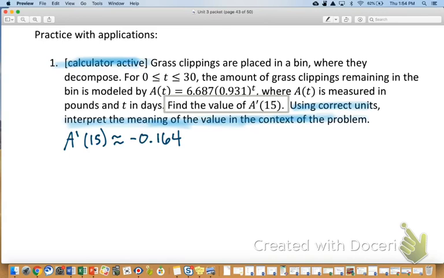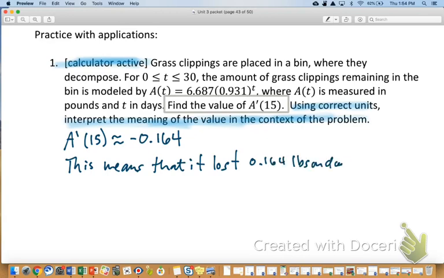Okay. Anybody else? Anybody figure some stuff out about interpreting what this means? Carson, I'd like to hear what you wrote down. "This means that it lost 0.164 pounds on day 15." Yeah. Okay. Agree, disagree, sort of disagree, all the way disagree, 100% agree? Where are you at?